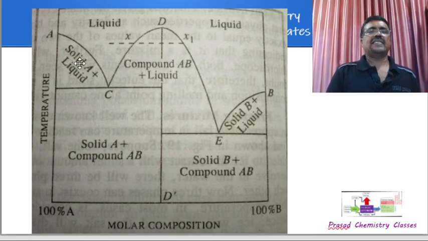Now if you consider this area, solid, here you will have solid A plus liquid. If you want to know the composition of the liquid phase, you can simply draw a horizontal. When the horizontal meets the graph, you will have the liquid phase composition. Solid phase will be solid A itself. That is it. Because if you cool a liquid here, what happens?